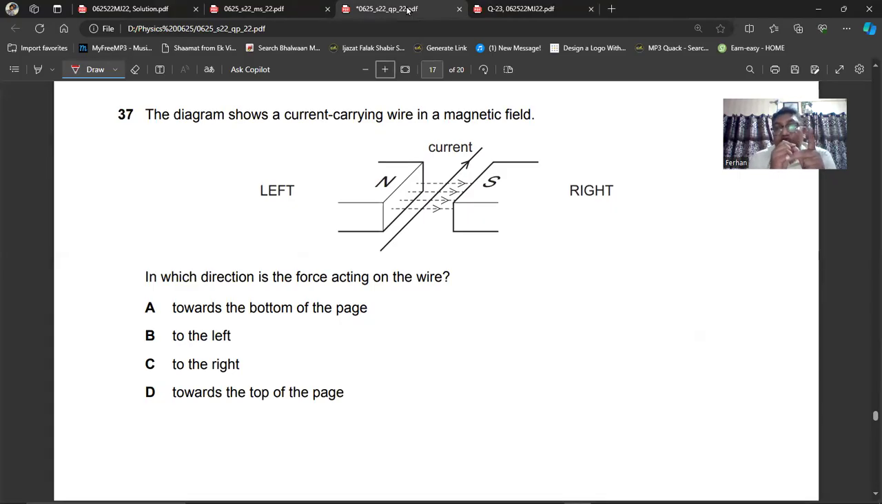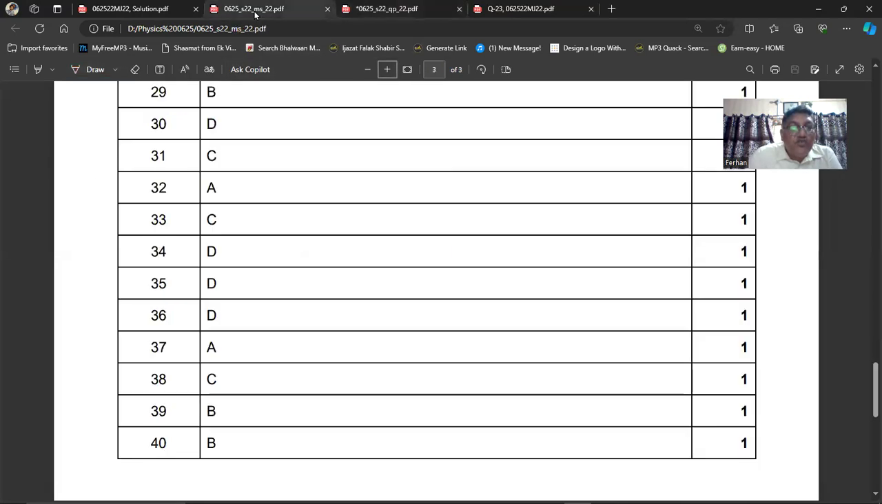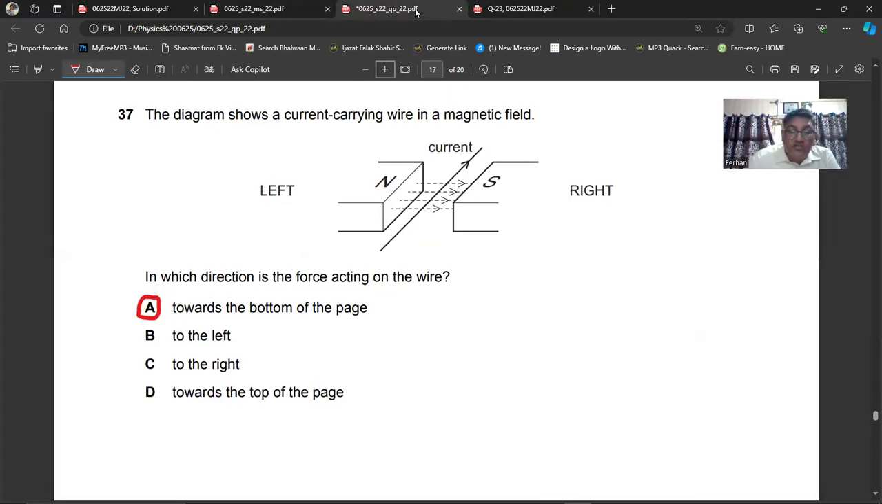The thumb is force, the index finger is the magnetic field, and the middle finger represents the current. The magnetic field is going in this way, the charges are going in this way. My thumb is pointing downward towards the bottom of the page. Let's apply again. The field is from north to south. Charges are going this way. My thumb is pointing downward towards the bottom of the page. Question number 37, A is the choice. We have used Fleming's left hand rule.